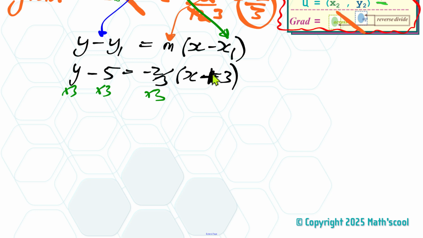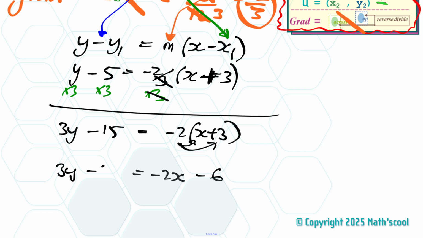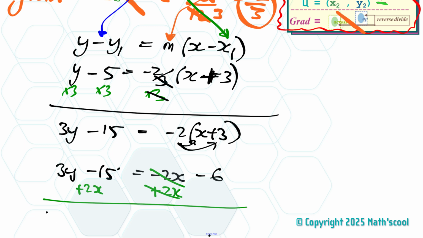This is all one term. You only need times 3 once here, don't do it repeatedly. And so that gives you 3y minus 15 equals minus 2 times x plus 3. Let's multiply that out. Minus 2x minus 6 equals 3y minus 15. Let's take the x's and y's onto the same side. Let's add the 2x to both sides. And that's going to give me 3y plus 2x minus 15 equals minus 6.